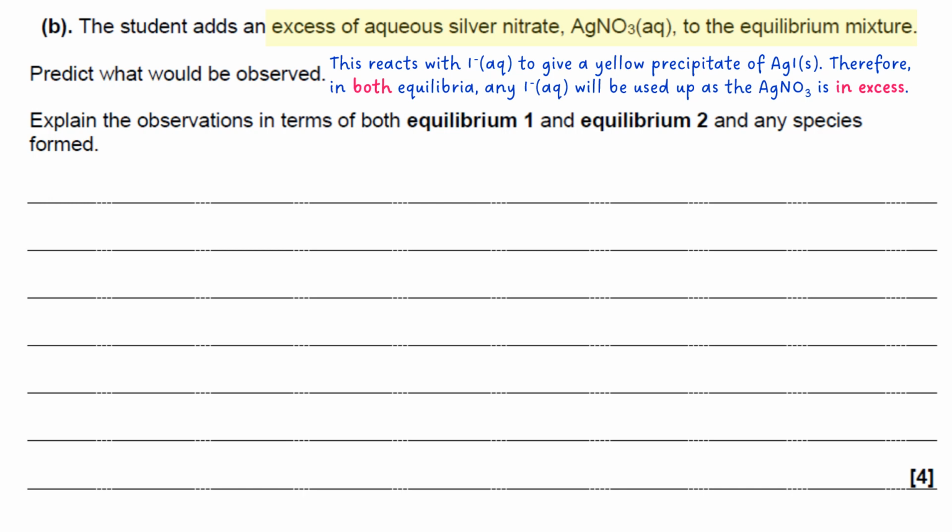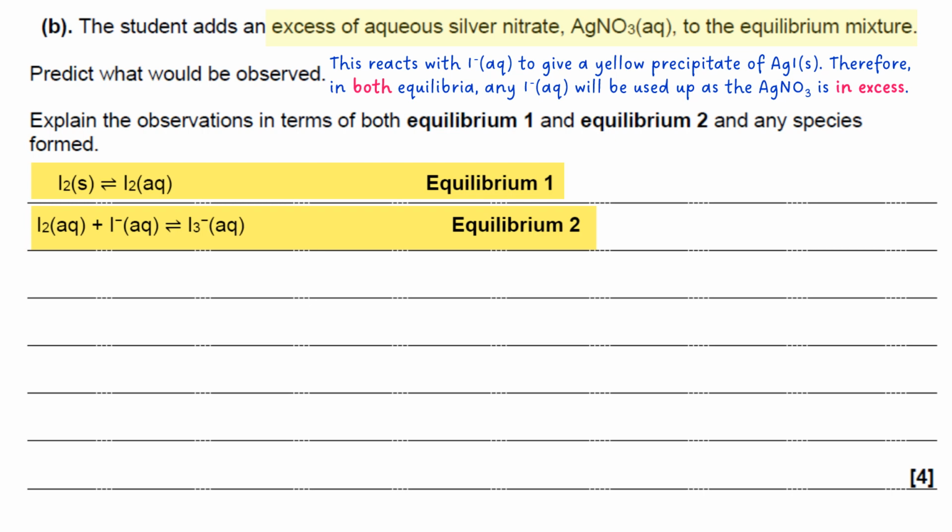So silver nitrate, you may recall, reacts with I- in aqueous solution to give a yellow precipitate of AgI. So what's happening is the silver ions, Ag+, are what react with I- to give you AgI. The nitrate part doesn't participate in the reaction, it's a spectator ion. So it also tells you that the silver nitrate is in excess, so that means there's enough to react with any iodide that's present.